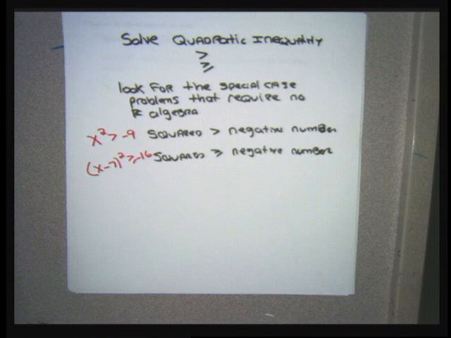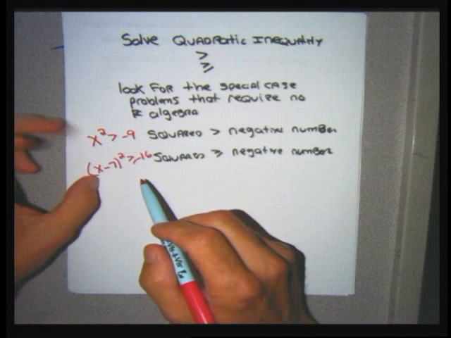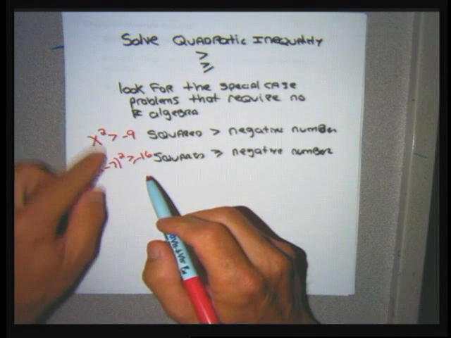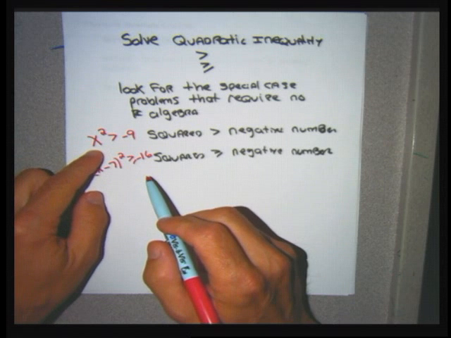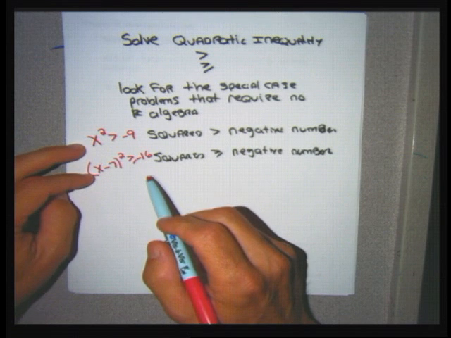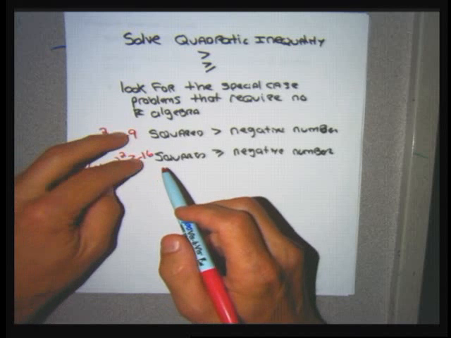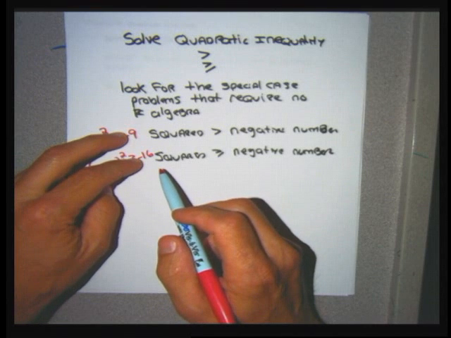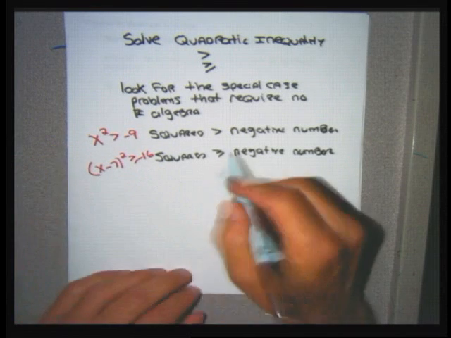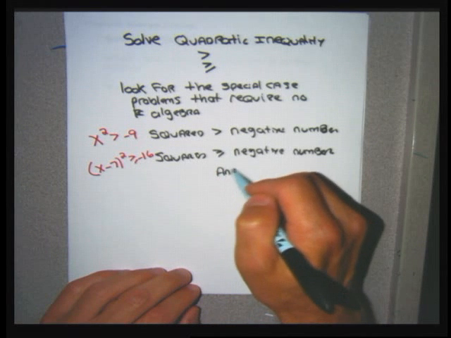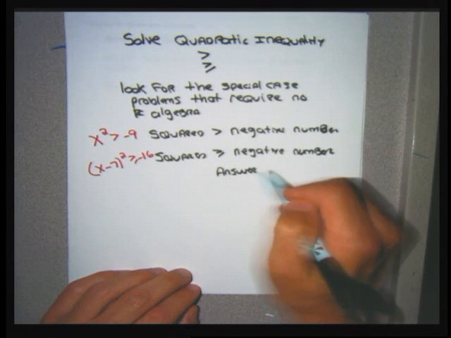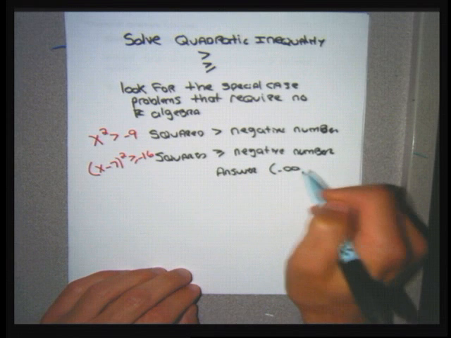And for the less than problems, the special cases were no solutions. That's not the case here. No solution isn't going to be the answer, because in each one of these kind of examples, this side right here, because the whole side is being squared, it's always a positive number, and a positive number is always greater than whichever negative number is over here. The answer is going to be every real number. It's every number between negative infinity and positive infinity.